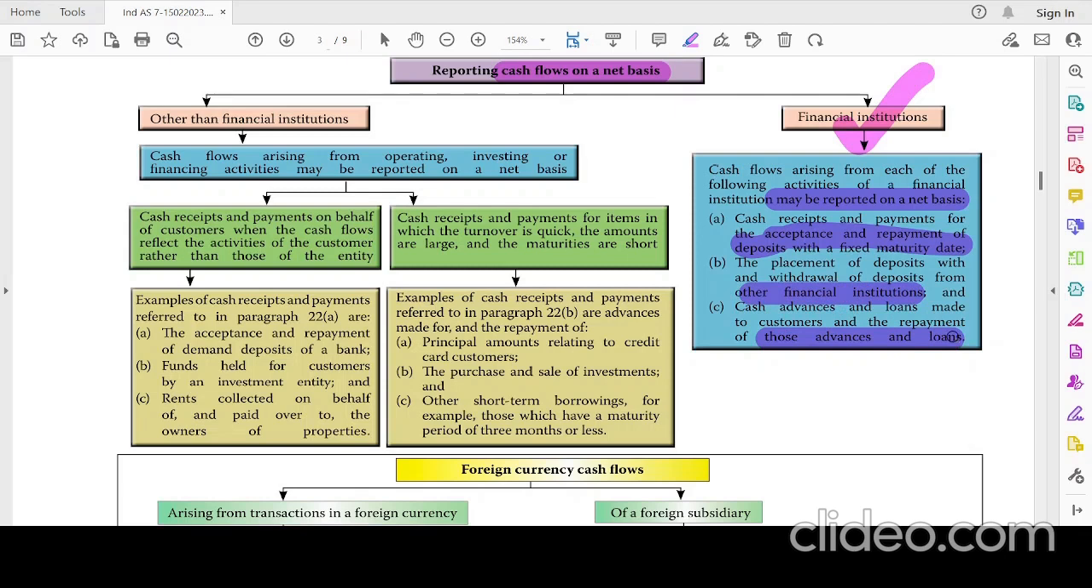With respect to loans and advances and deposits, either with the customer or with another financial institution, those can be reported on a net basis. This is only for financial institutions.